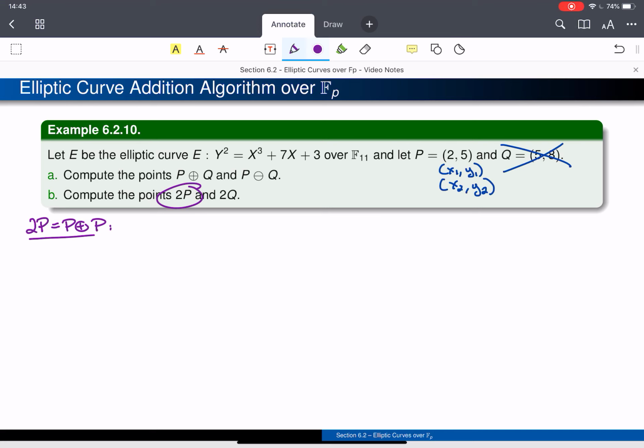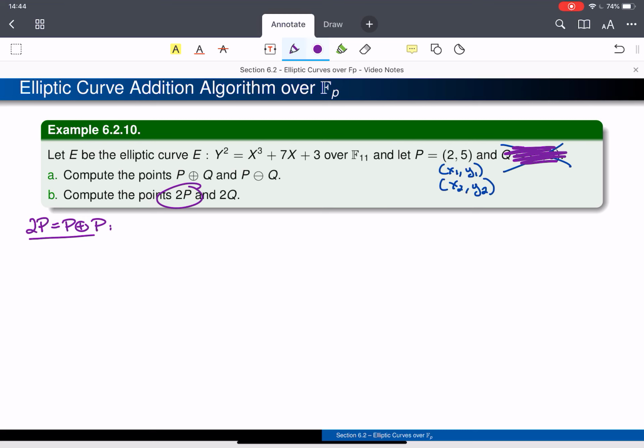Here I'm not going to care about the q at all, so I'm just going to cross that out. In terms of formulas, I'm going to have x1 equal x2. So anytime I need an x2, I'm also going to take it as being that value 2. Same thing with the y1. So y1 and y2 are going to be identical, and they're both going to be identified as a 5. So I'm going to compute 2p, which is achieved by taking p plus p.